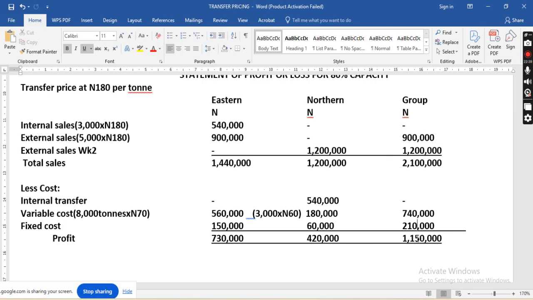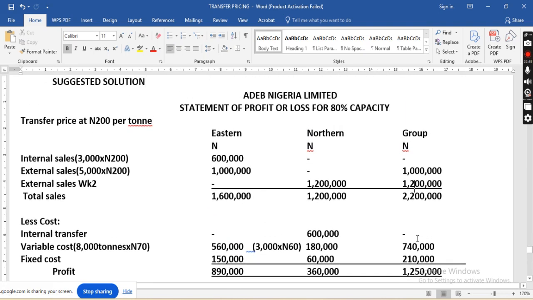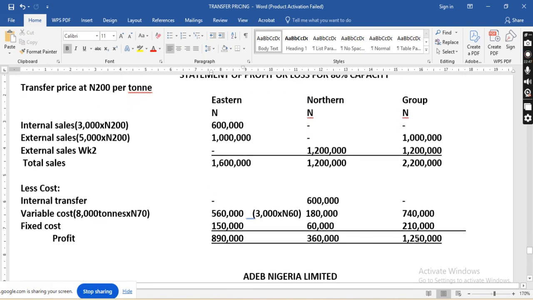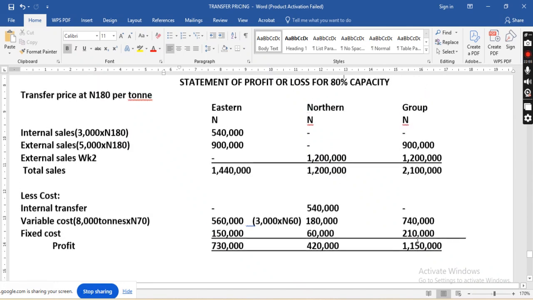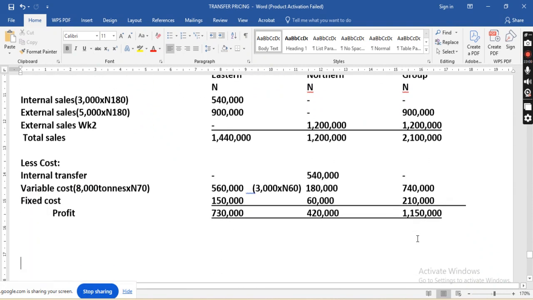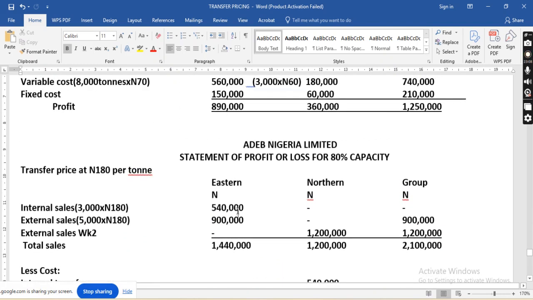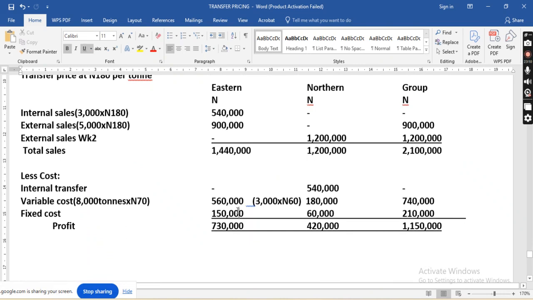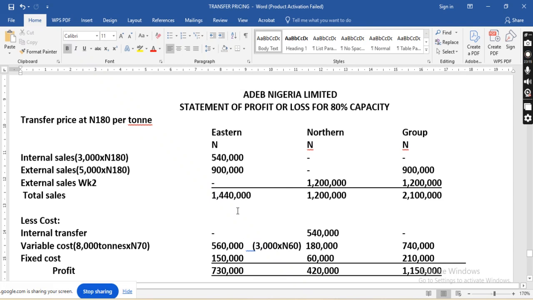1,150,000. Right. So this is what they say we should do based on the transfer price of 200. When it is transfer price of 200, you have 890,360. Then when it is transfer price of 180, the selling division makes more profit, while the buying division profit dropped. Can you see it? And what will happen to the group? The group profit as well decreases as a result of this.